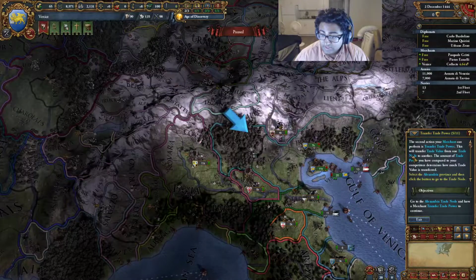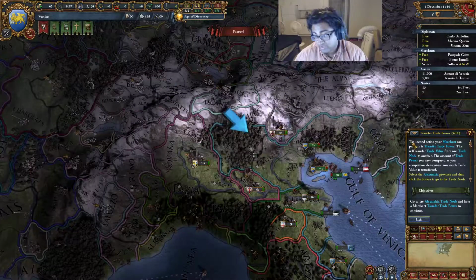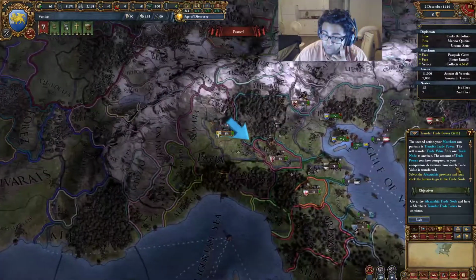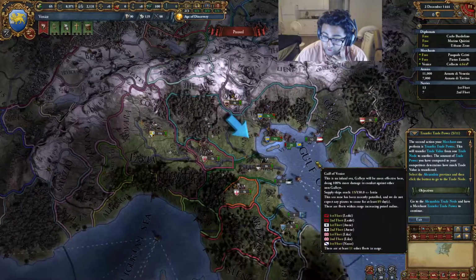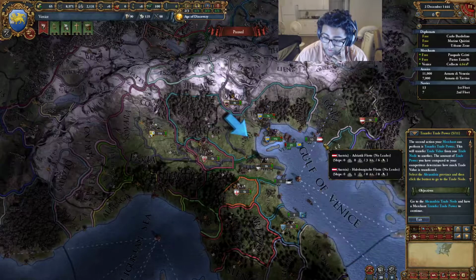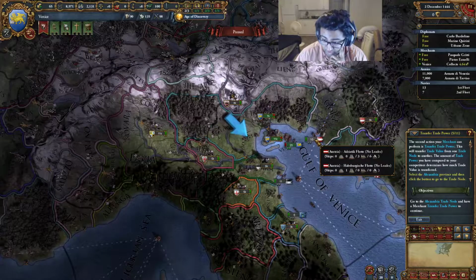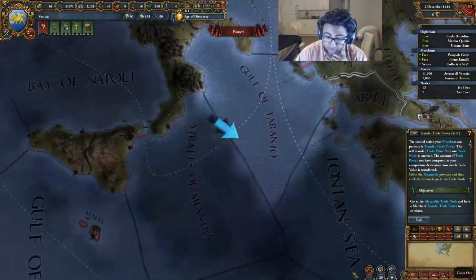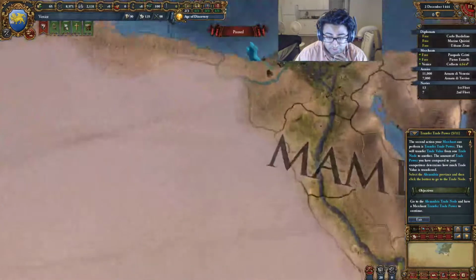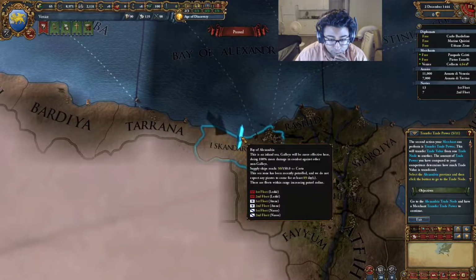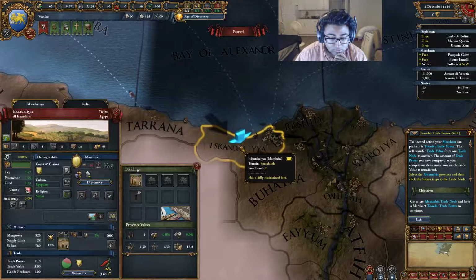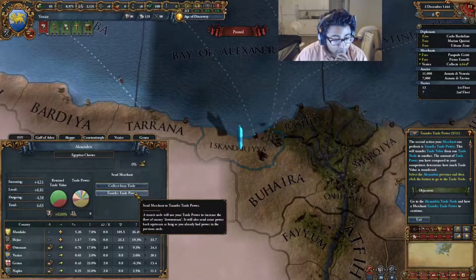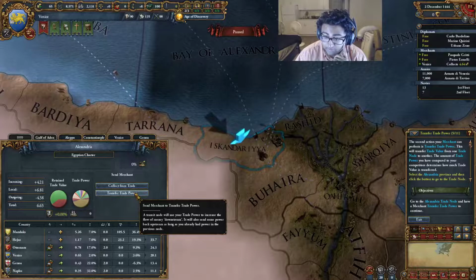The second action your merchant can perform is transfer trade power. This will transfer trade value from one node to another. The amount of trade power you have compared to your competitors determines how much trade value is transferred. Select the Alexandria province and then click on the button to go to the trade node. So we know Alexandria is in Egypt. Transfer trade power.